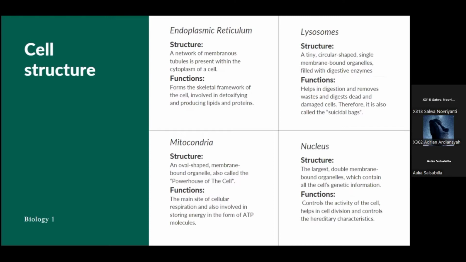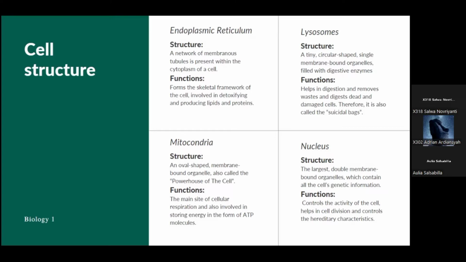Next, we have lysosomes. They're tiny, circular-shaped, single-membrane-bound organelles filled with digestive enzymes. Their function is to help with digestion, remove waste, and digest dead and damaged cells. Therefore, they are also called the suicidal bags.